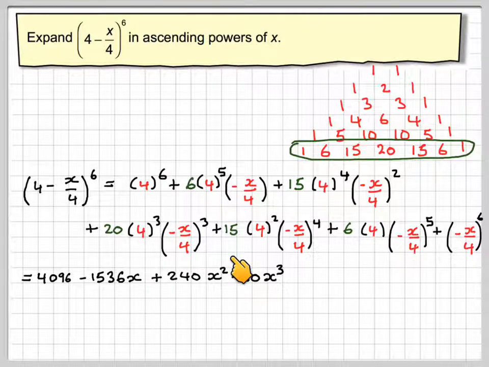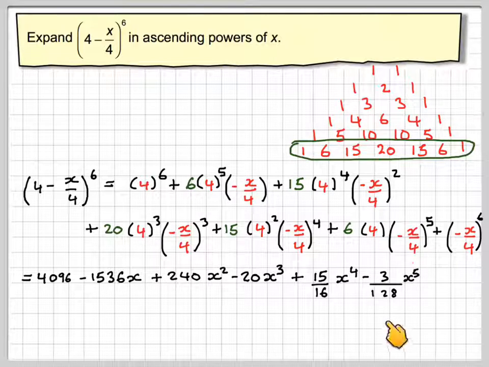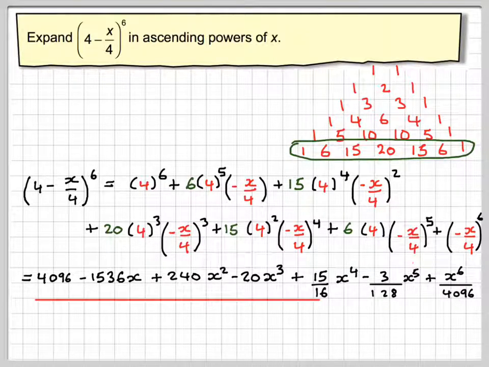Now we've got to do 15 times 4^2, which is 16, divided by 4^4, which gives me 15/16 x^4. And therefore, next one we're going to do 6 times 4 times (-1/4)^5. That's going to give me minus 3/128 x^5. If you use a calculator, we've got a fraction button on it. A little bit easier this, and then we've got (-x)^6 over 4^6, which is going to be plus x^6 over 4096.